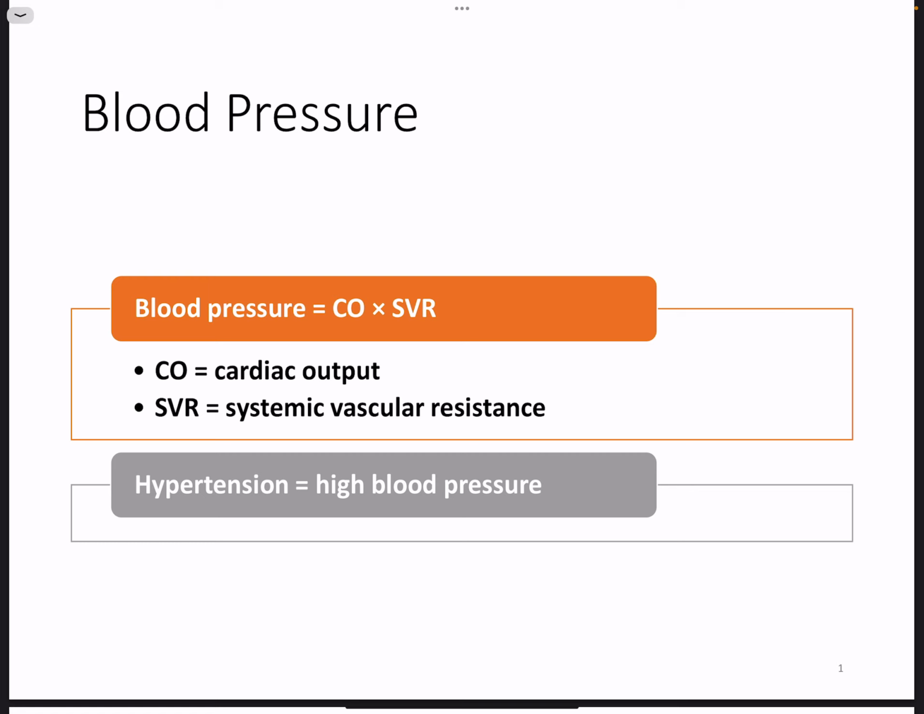Essential or primary hypertension, where we don't know the exact reason for the blood pressure. 90% of blood pressure patients have essential hypertension, and mostly you will deal with patients with essential hypertension.